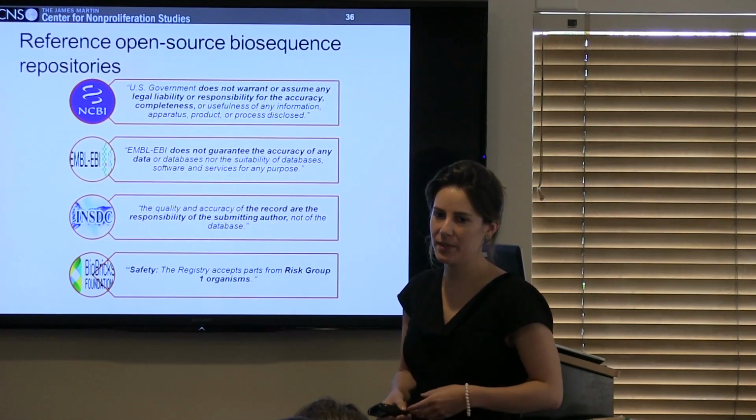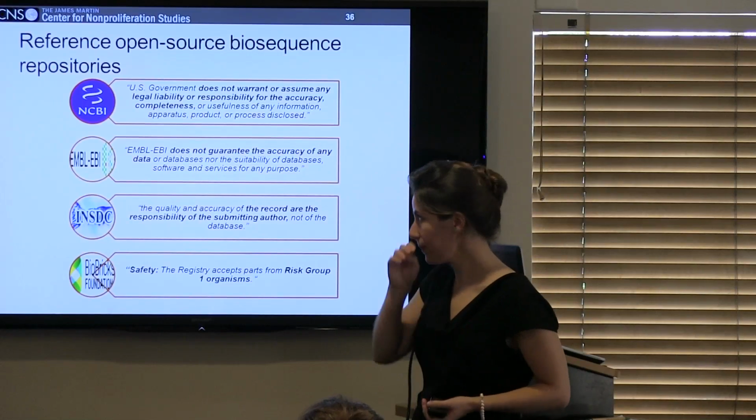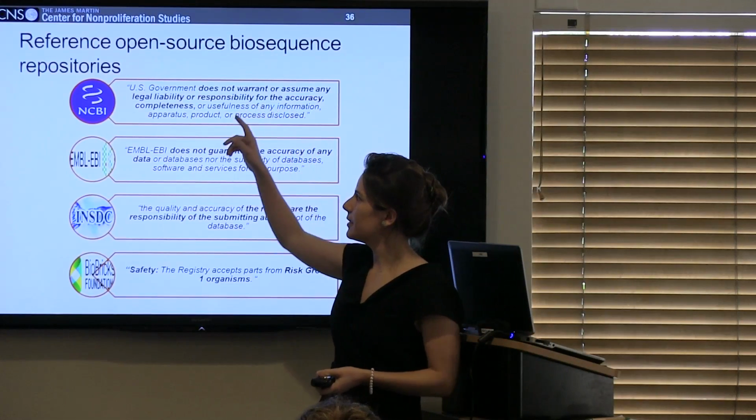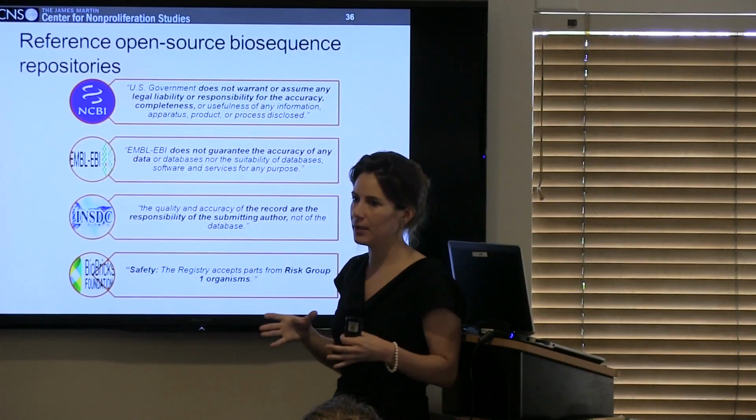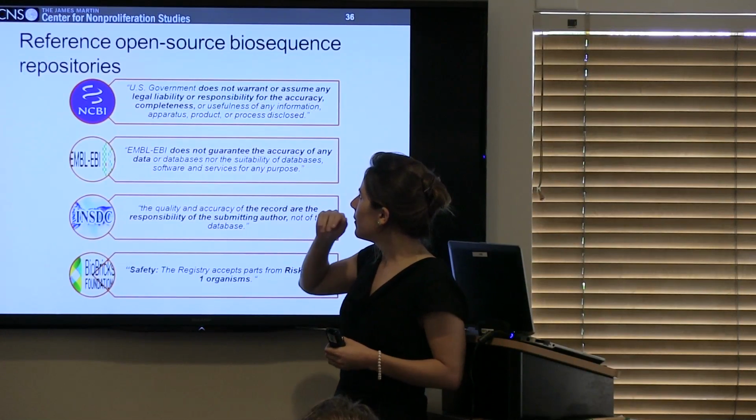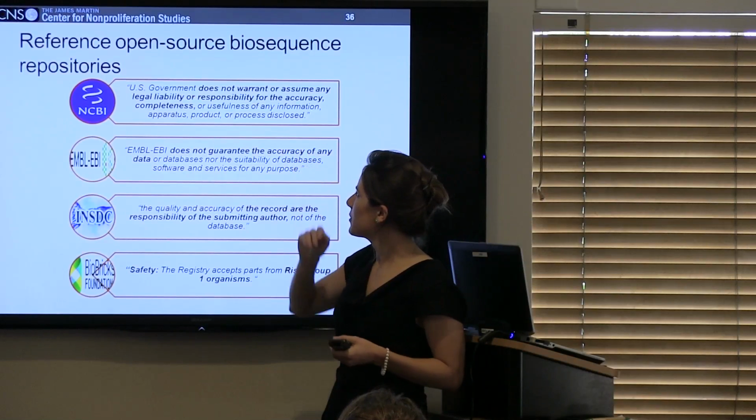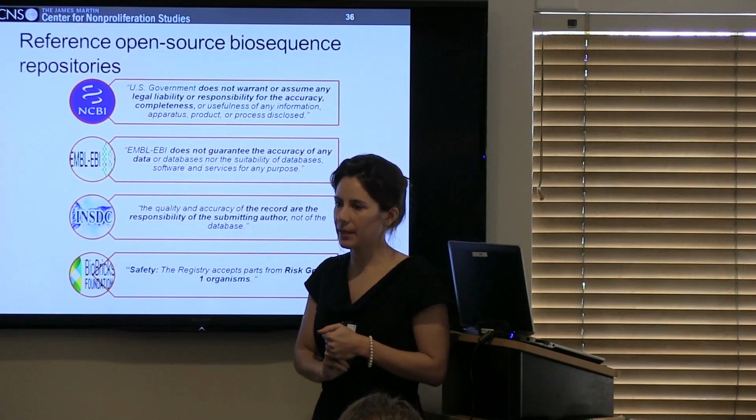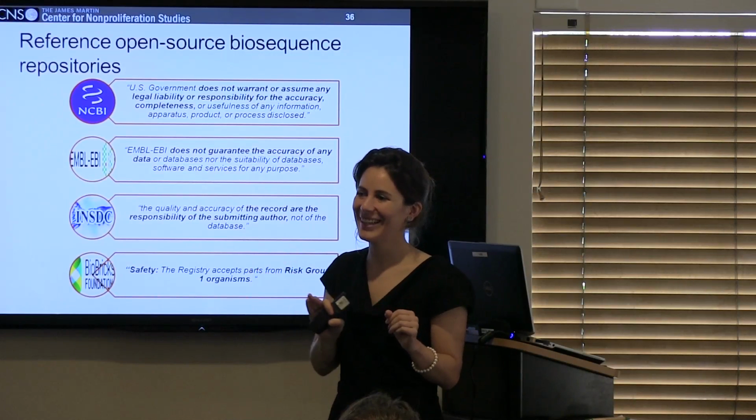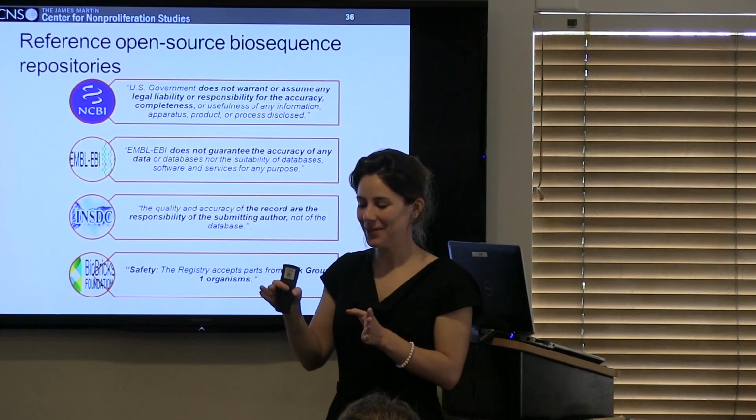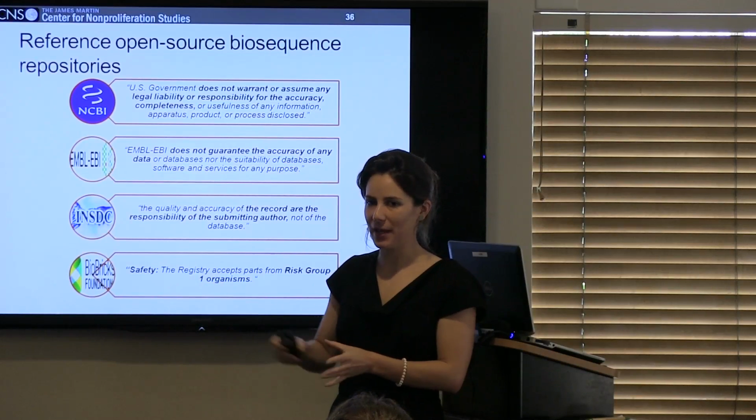and that can be highlighted by the liability and policy of the different biosequence repositories. The first one is from the US government. It's called NCBI, and that's a big system. Here they do not assume or warrant any responsibility for the accuracy of their data. Well, let me do a parenthesis: data integrity is the accuracy and consistency of the data over time.